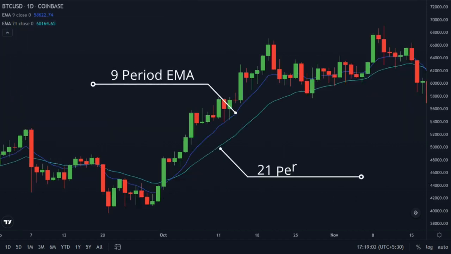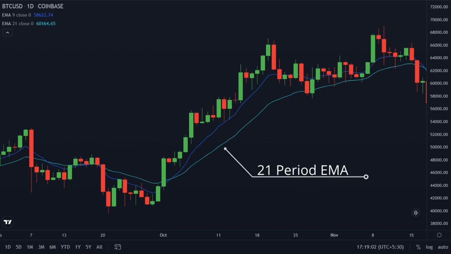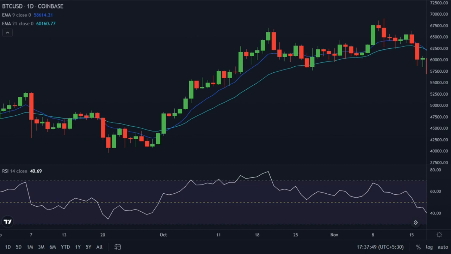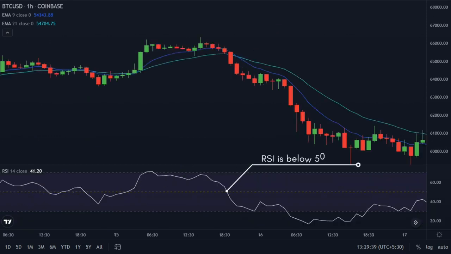In this strategy, we will be using the 9 and 21 exponential moving averages, but you can use any combination. Here are some inspirations to help you. You can use the 14-period RSI indicator as a trend tiebreaker. We only look for bullish signals when the RSI is above the 50 level. And when the RSI is below the 50 level, we only look for bearish signals.